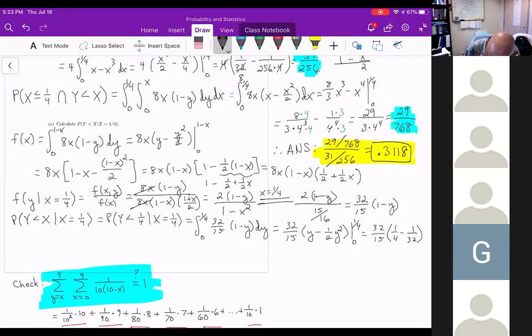which means that this fraction, when you have a common denominator of 32, is going to be 7 over 32. Which simplifies nicely because the two 32s cancel out, and our final answer is 7 over 15.